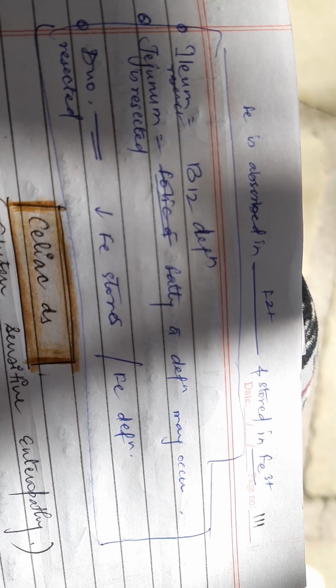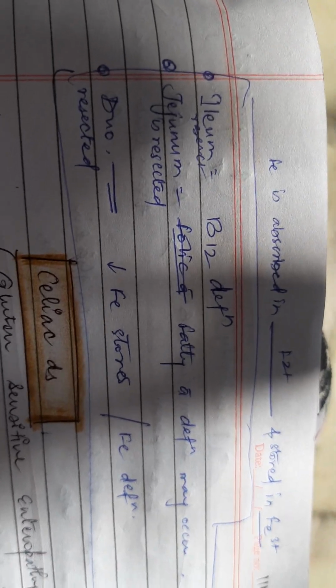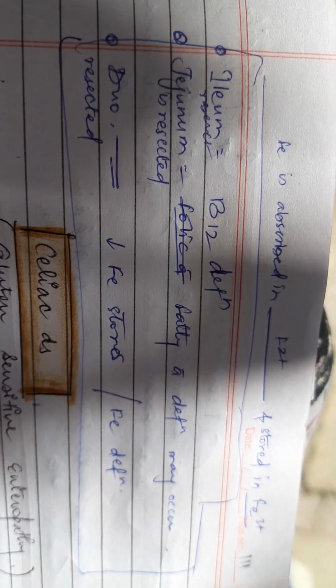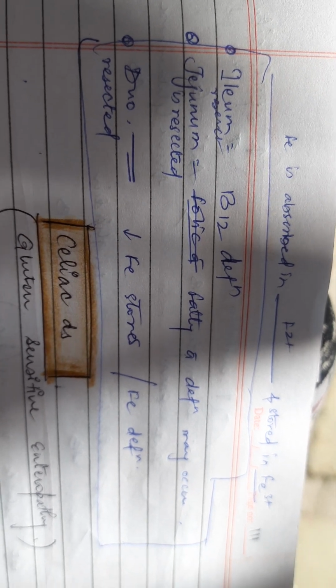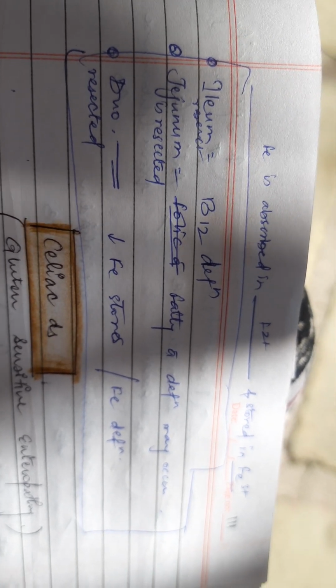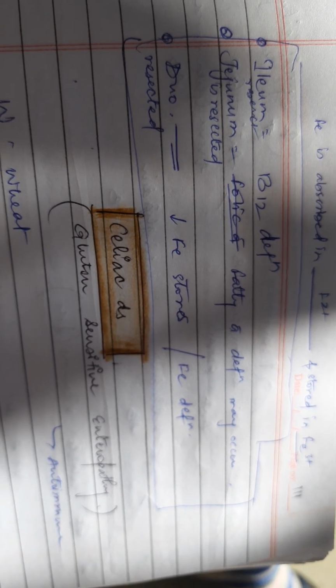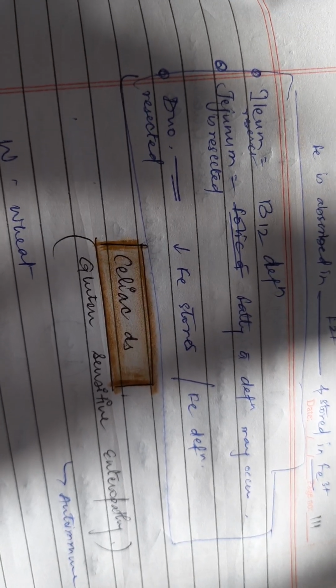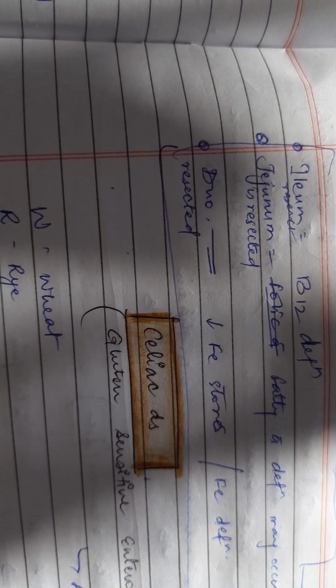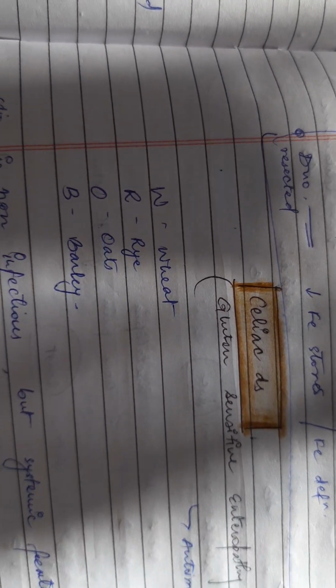Iron is absorbed in ferrous form and stored in ferric form. If the ileum is resected, B12 deficiency occurs. If the jejunum is resected, fatty acid deficiency may occur. If the duodenum is resected, iron stores decrease and iron deficiency occurs.